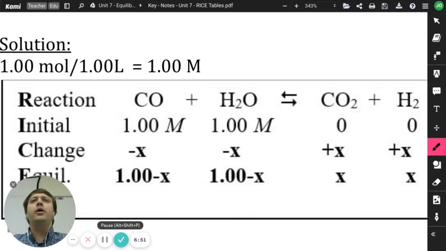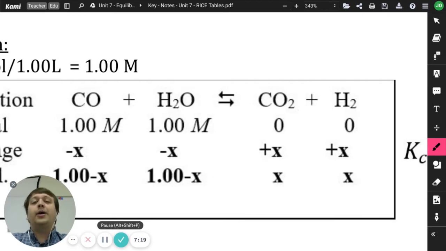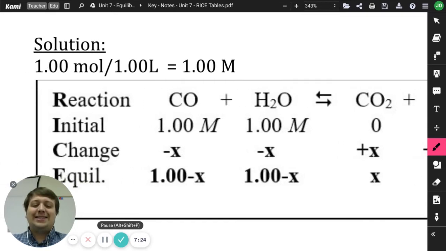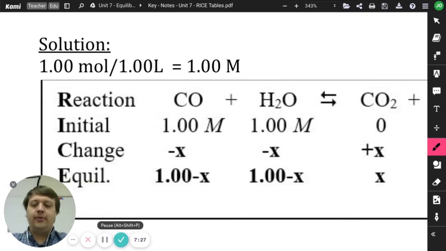Okay? Now let's think about how they're going to change. Well, the change is, thinking about it, reactants are going to do what? They're going to be consumed as a part of that reaction, right? So the amount of reactant is going to decrease. The amount of product is going to increase. And so we would see a decrease in X here for the CO and the H2O, and we would see an increase in X for my CO2 and my H2. Okay? Once I've got that, then I can come up with my final concentration, which would be that equilibrium, right?